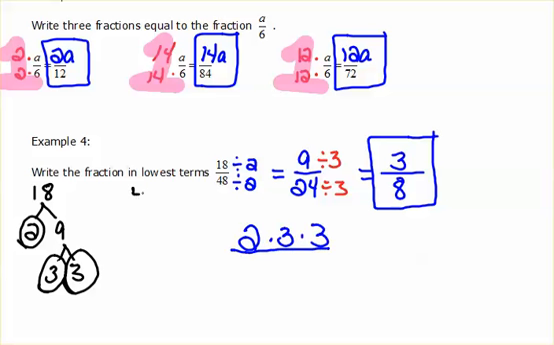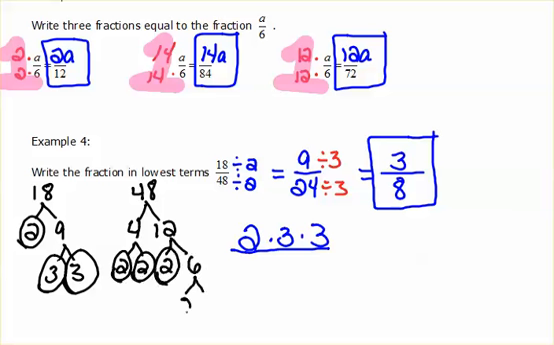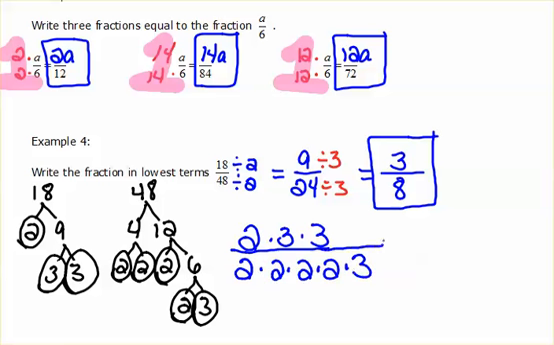Okay, what about the 48? Well, let's see, 48 I know is 4 times 12, and 4 would be 2 times 2, and 12 would be 2 times 6, and 6 would be 2 times 3. So I could rewrite 48 as 2 times 2 times 2 times 2 times 3 if I wrote them out in their prime factors.